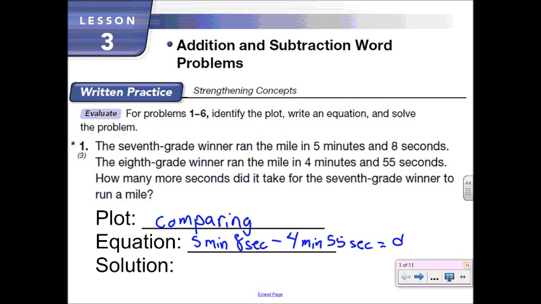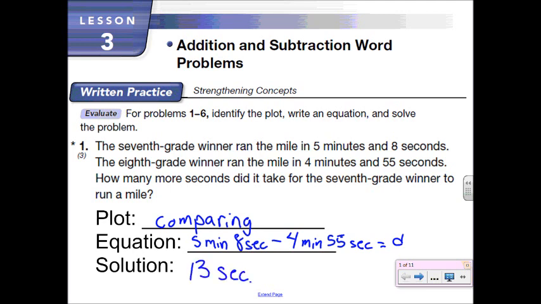The easiest way is to just count up from 4 minutes 55 seconds up to 5 minutes 8 seconds. So 4 minutes 55 seconds plus 5 seconds would get me to 5 minutes, and then 8 more seconds would get me to 5 minutes 8 seconds. So 5 plus 8 is 13 seconds.